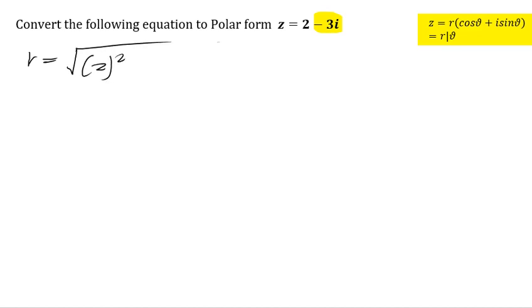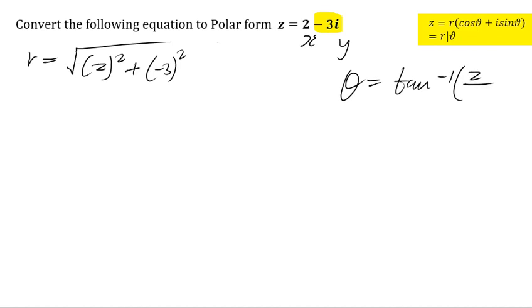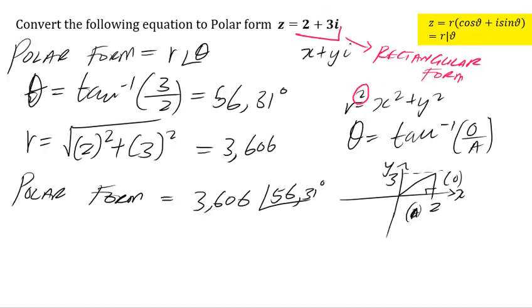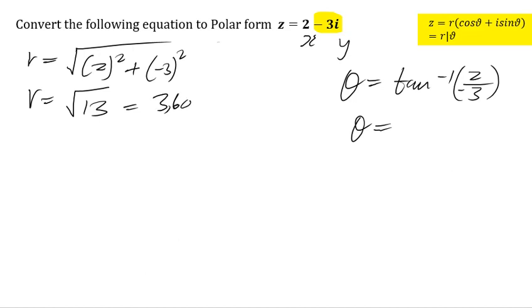So you've got 2 squared. 2 is your x, and then y is minus 3. So you're going to say plus minus 3 squared. And then on this side you solve your theta. The theta will be equal to 2 over minus 3. You put the minus as well. R will be the same, root 13, which is the same as this one. It's the same as 3.606.